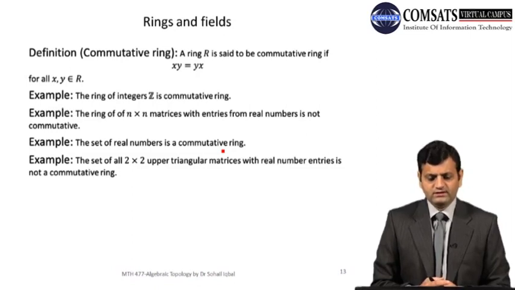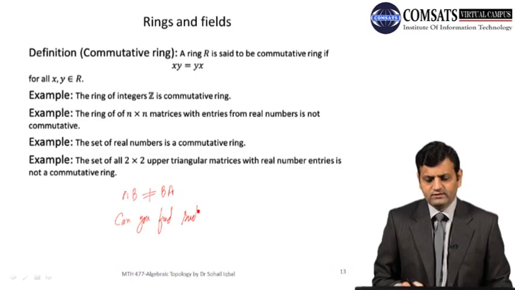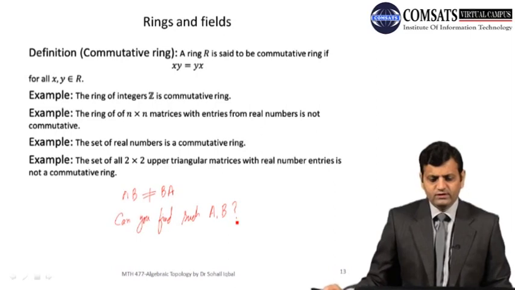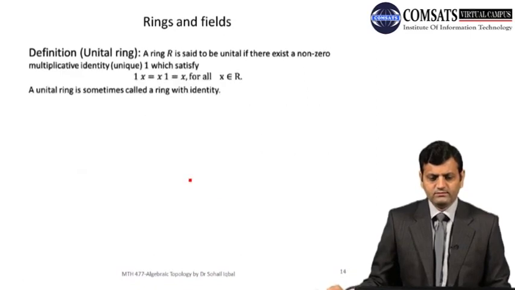So once again, it's an exercise for you to check or to find two upper triangular matrices such that A into B is not equal to B into A. So can you find such A and B? Okay, so most probably, if you take any A or any B, they will satisfy this property that AB is not equal to BA.